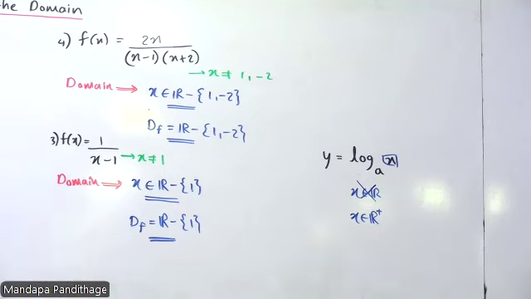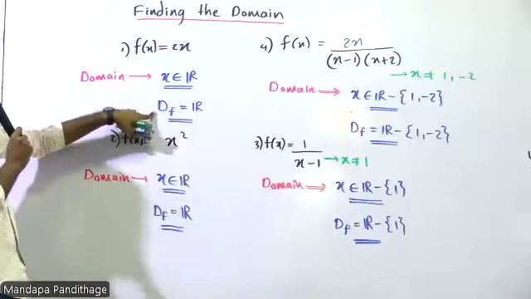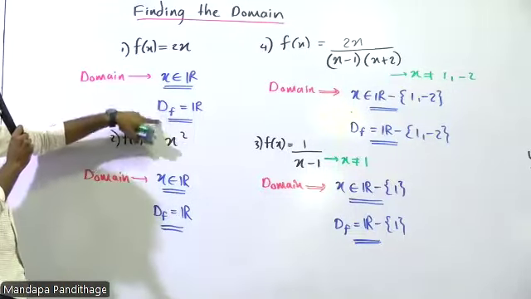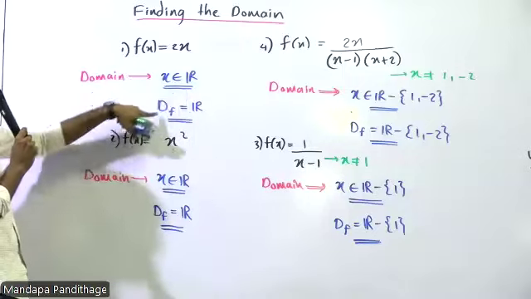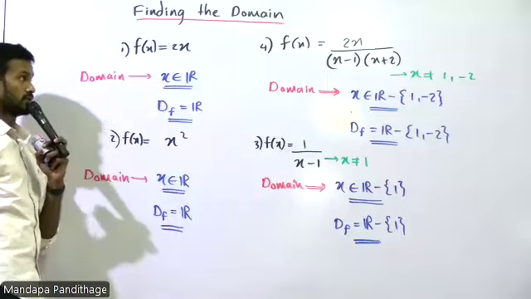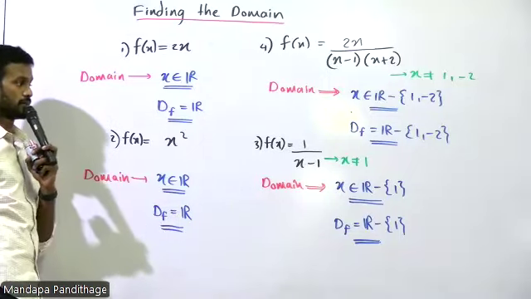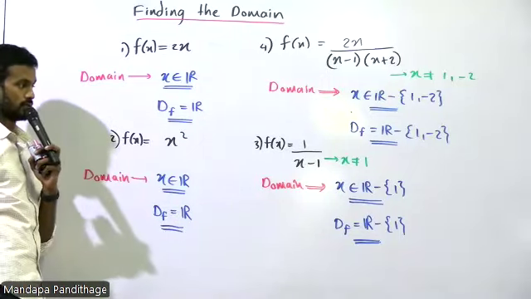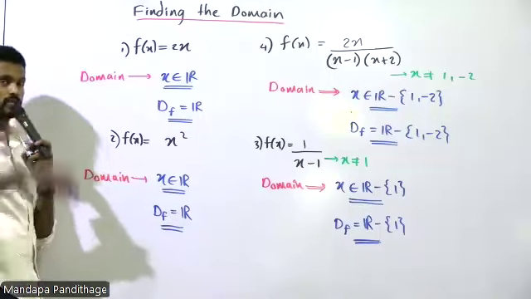Silence, please. First three questions. Just write the domain in this way. Initially write both of these, but when it comes to an exam answer, write only one: either x is an element of R, or Df is equal to this. So in the first three questions, the domain is the real number set. That is clear. Okay.